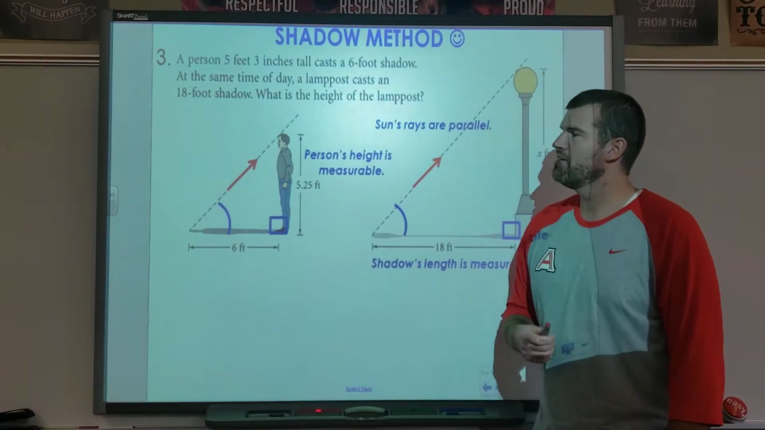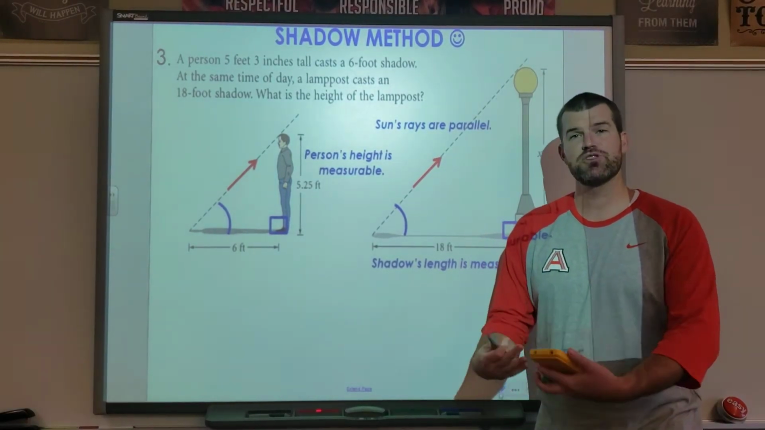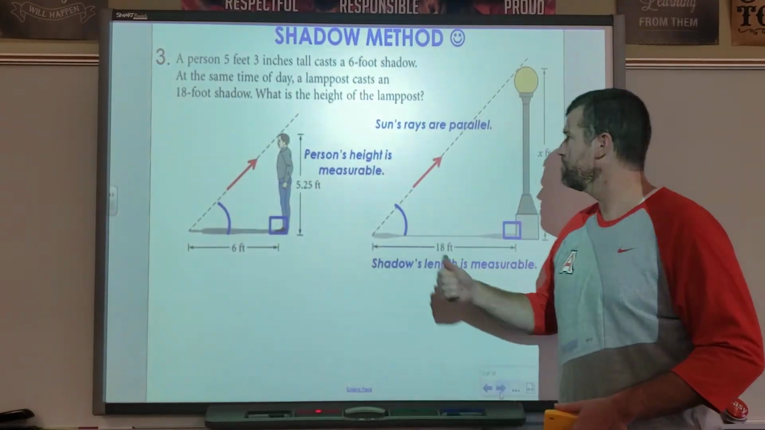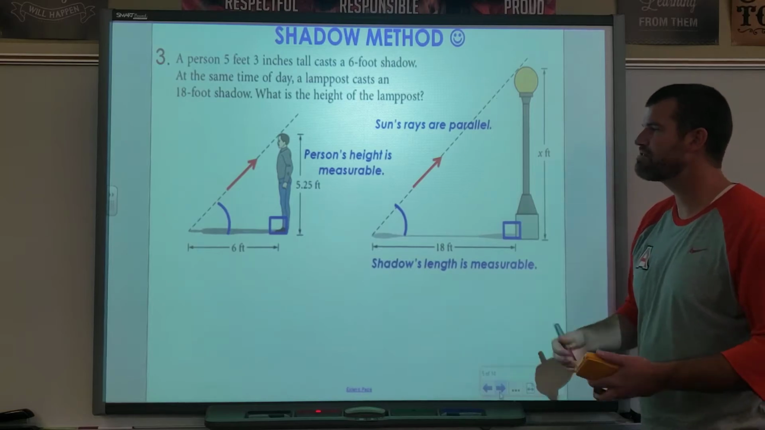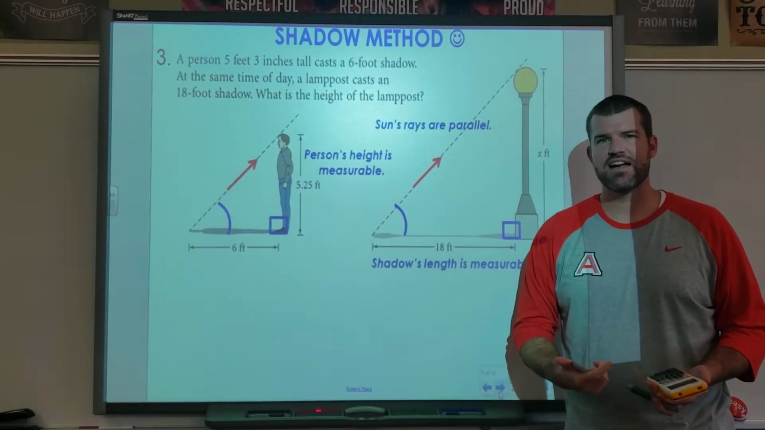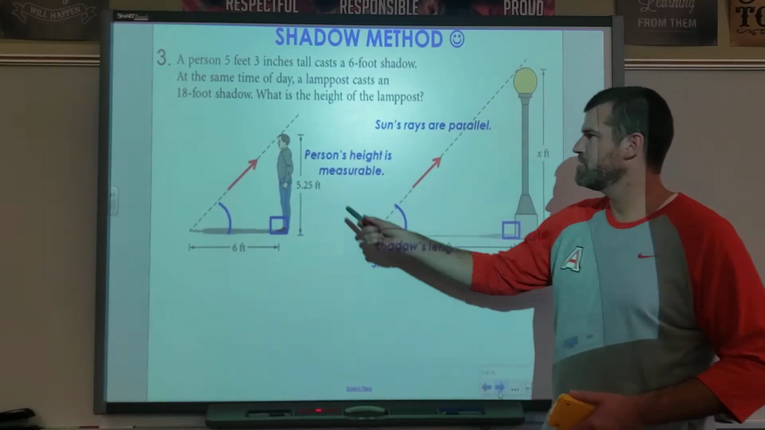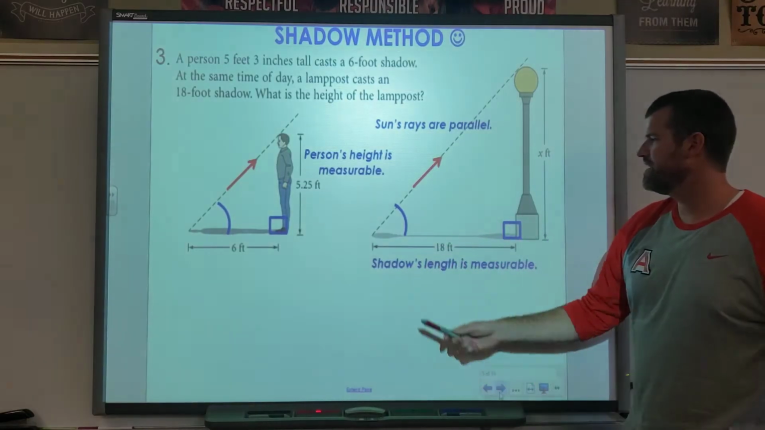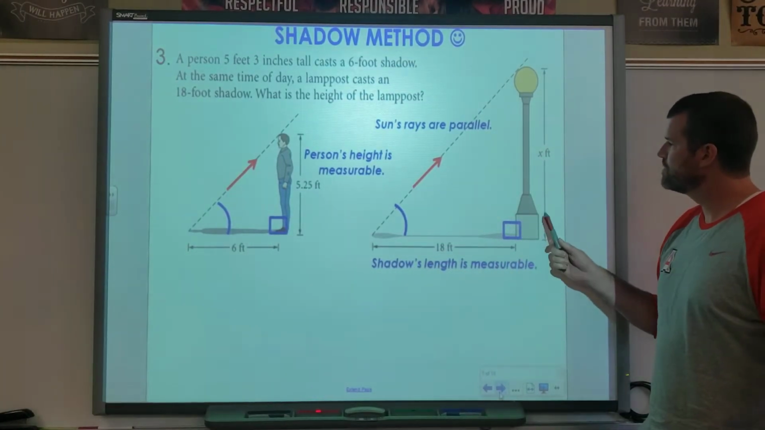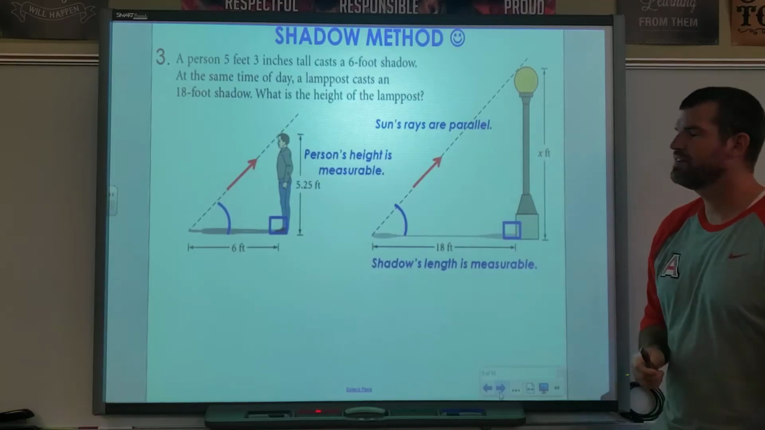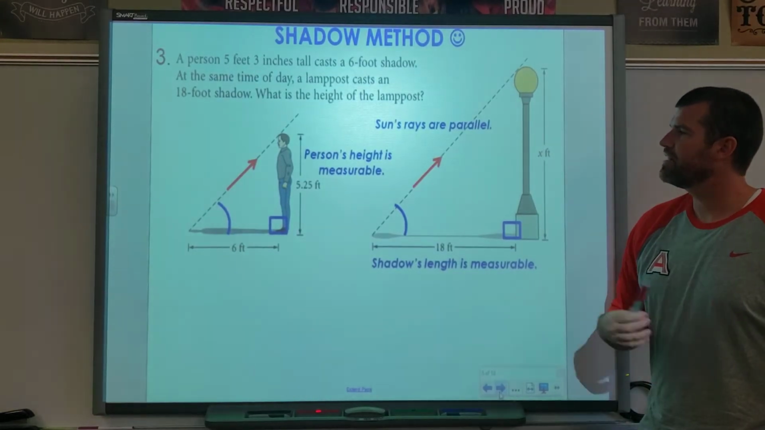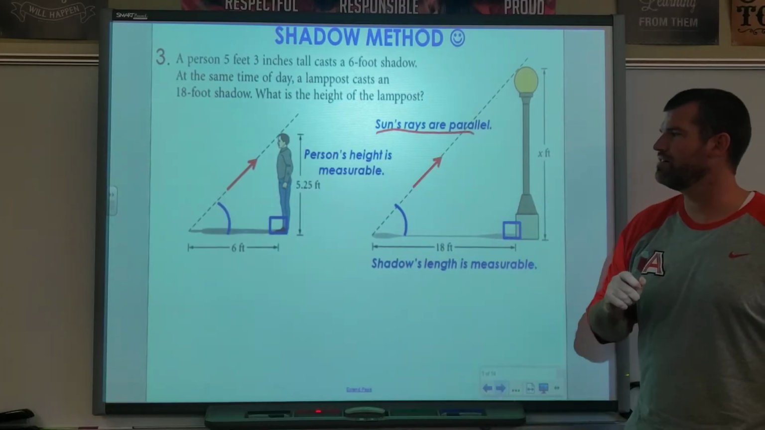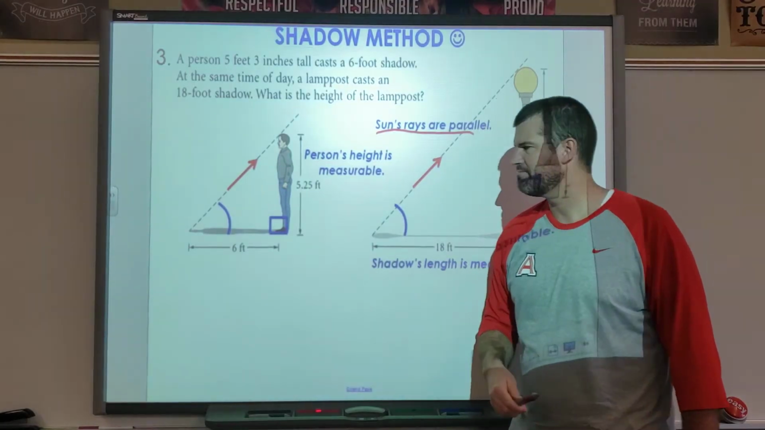Okay, here's another example of a shadow, but this time they're not standing in the same shadow. The person is standing over off to the side. Their shadow is not lining up with the lamp post shadow, but we can still use the exact same method. Because we can measure how tall they are. We can measure their shadow. We can definitely measure the shadow of the lamppost, which then allows us to find the height of the lamppost. And the reason we know that these angles are the same is because the sun's rays are parallel, creating these two corresponding angles.